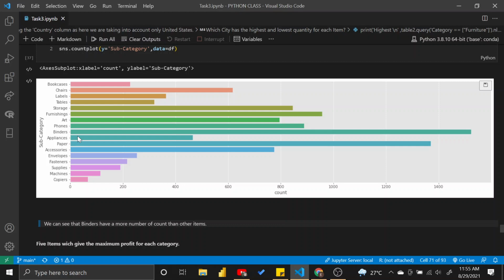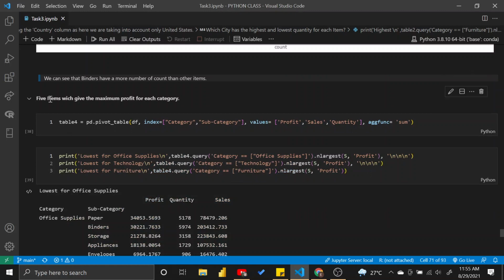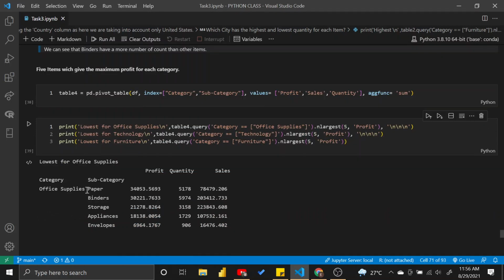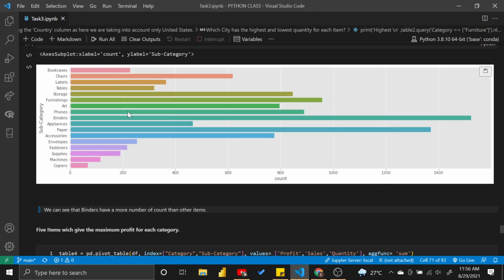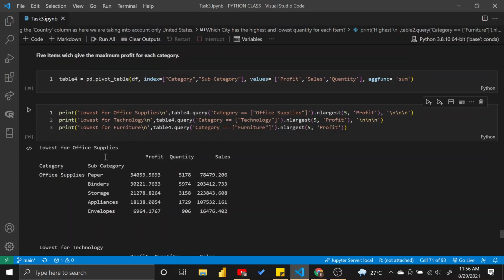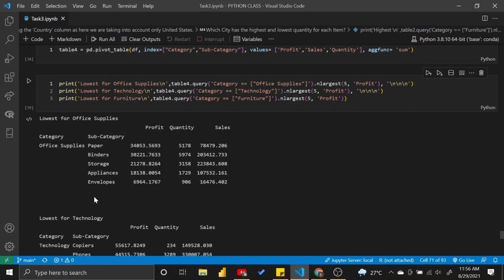Paper is coming in second, followed by furnishings, storage, and so on. So we'll see five items which give maximum profit for each category. For office supplies, we have paper, then we have binders. Now, looking at here, we have binders as first, even though they have more in number, but paper is actually better than binders for office supplies. I mean, obviously, you need more of paper there.